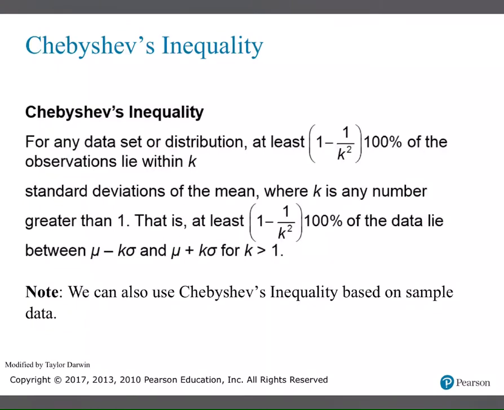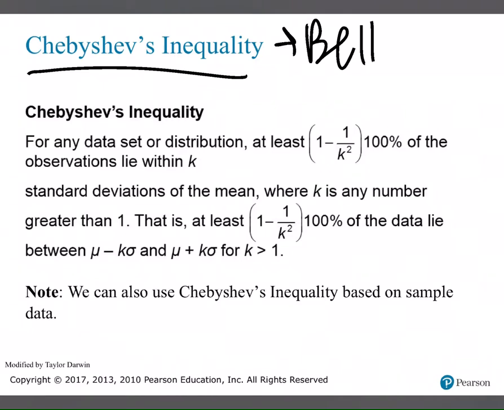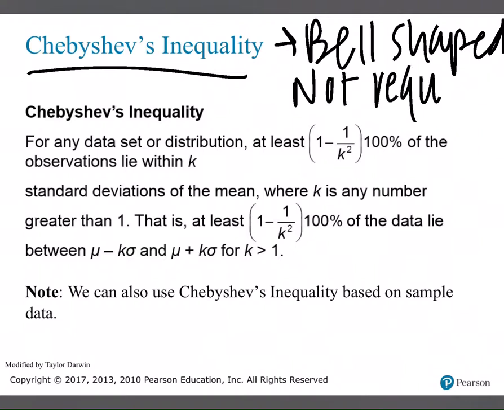Last thing we're going to talk about in this section is Chebyshev's inequality. The thing about Chebyshev's is it does not have to be bell-shaped. Not required. Versus with the empirical rule, you do have to have a bell shape.